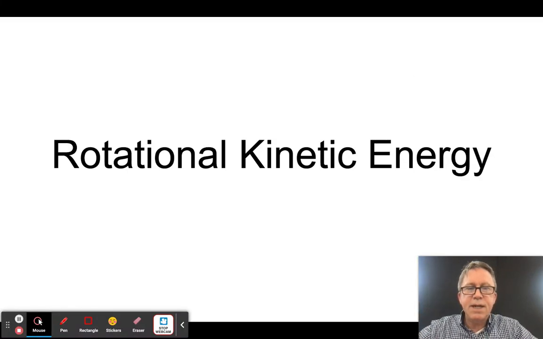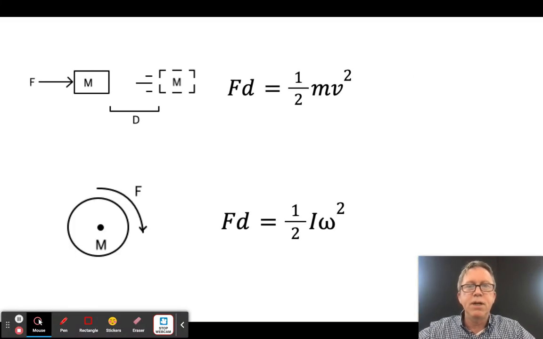Okay, so now let's see how rotations work with energy. So rotational kinetic energy, here we go. If I apply a force to an object of mass m and that force acts across a distance d, remember it's going to do work. And if that work is done in the direction of the object's motion, it's going to cause an increase in the object's kinetic energy. It's going to go fast, it's going to gain velocity. So the work energy theorem told us that force times distance, work, is equal to a change in kinetic energy. Since it started from rest, it equals 1 half mv squared.